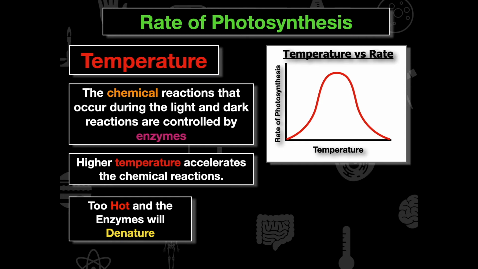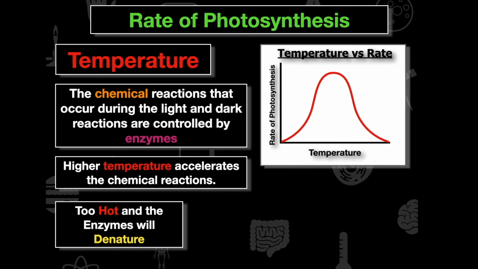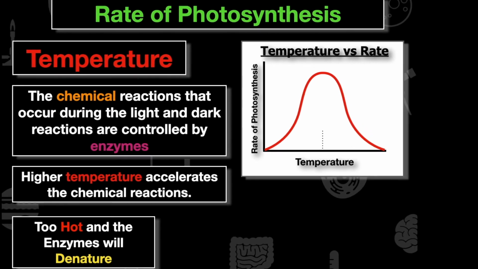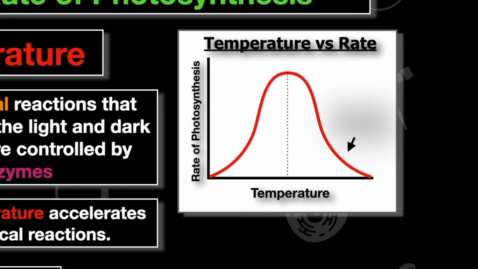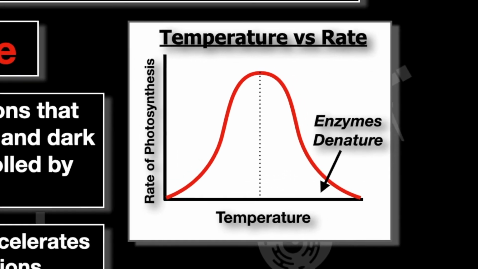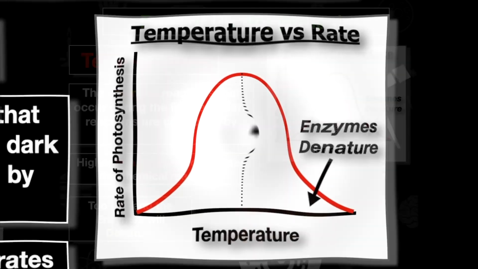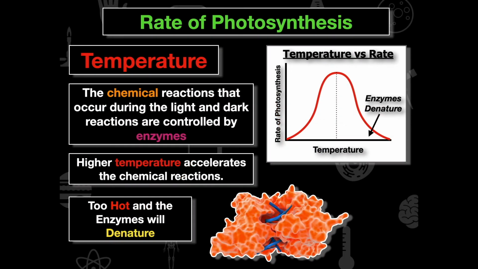As we increase temperature, we're going to see an optimum zone in which the rate of photosynthesis will occur. However, over time, eventually the enzymes are going to be denatured, and that is going to decrease the rate of photosynthesis. So it's important for us to understand everything in here is enzyme catalyzed, and temperature is going to have an effect on how those enzymes function.